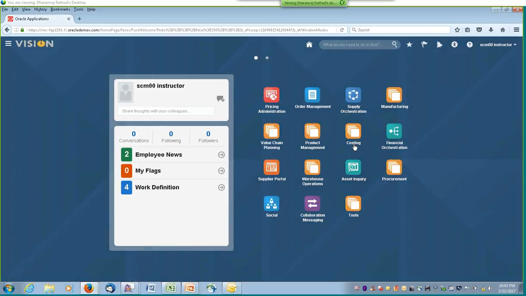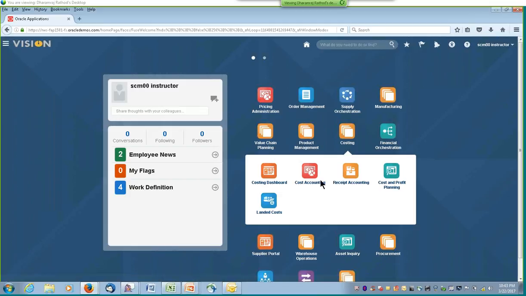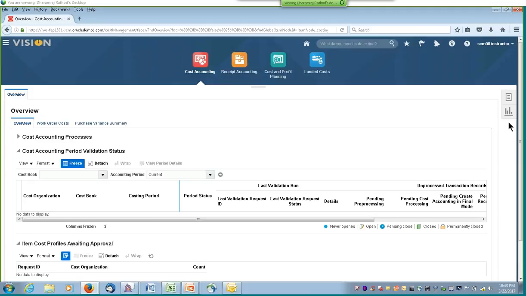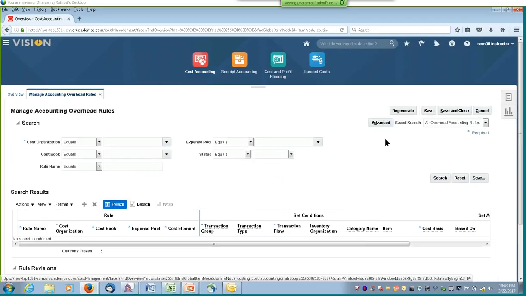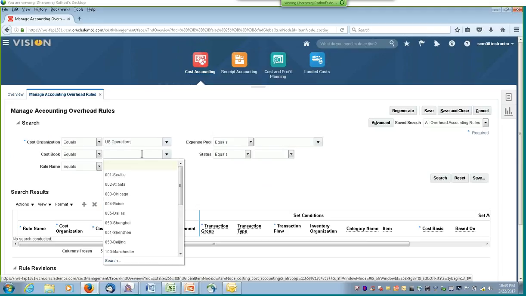We could have absorbed some of the overhead based on certain transactions. It could be purchase receipt. It could be various other transactions. So you can go look at that overhead configuration. You could go over manage accounting overhead rules. And by the way, whenever you want to look at the overhead, go into the UI. It is not available in the FSM. So I will always look at it in context of cost organization and the cost book. In this case, it will be financials.